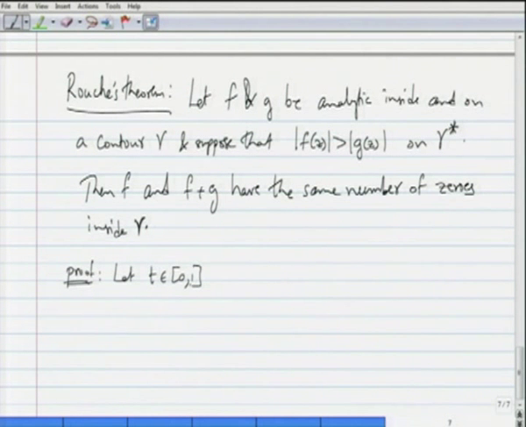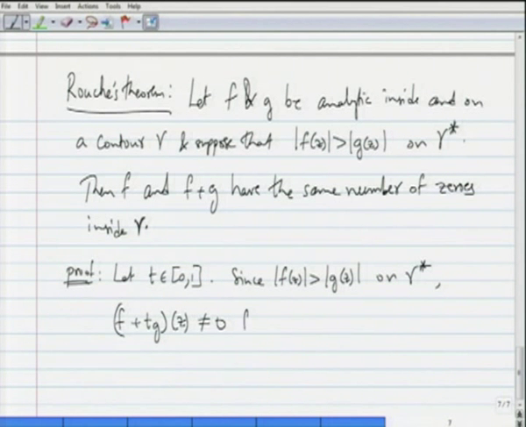So, for any t in this unit interval, since modulus of f of z is strictly greater than modulus of g of z on gamma star, what we can do is we can say f plus t times g of z is not equal to 0 for z belongs to gamma star. This follows from a certain kind of triangle inequality. So, from this modulus we can say that modulus of f plus t g is never equal to 0. So, f plus t g itself is never equal to 0 on z belongs to gamma star. Okay. So, that is easy to see.